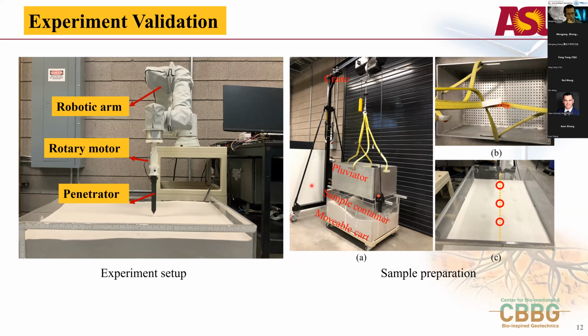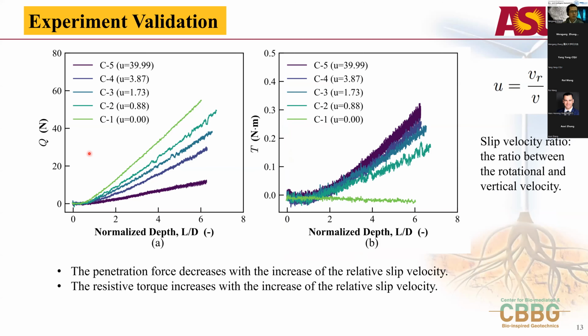Here we use the air pluviation method to prepare the sample, and we did several direct penetration tests to test the uniformity of the samples. The result shows that the repeatability of the sample is acceptable for the rotational penetration test. We conducted the rotational penetration test under different relative slip velocity. Here, the relative slip velocity is the ratio between the rotational velocity and the vertical velocity.